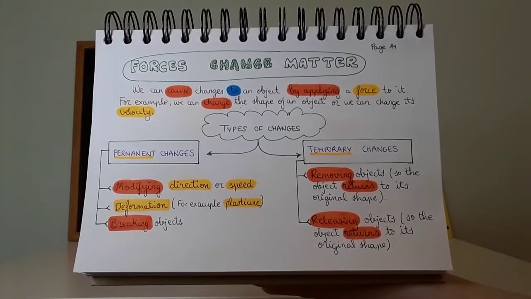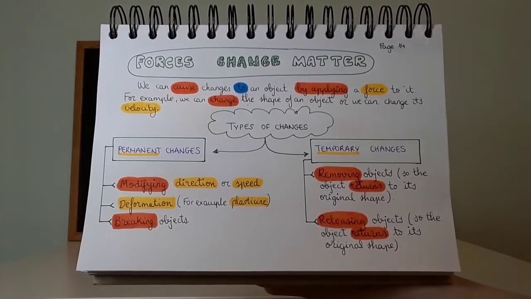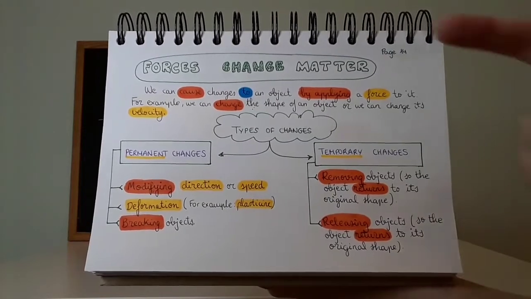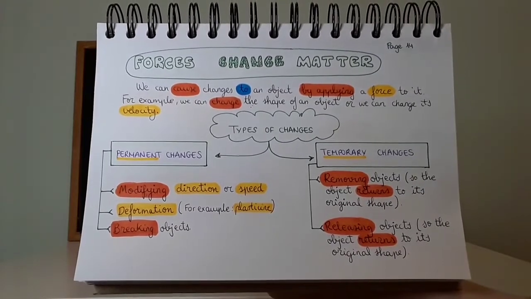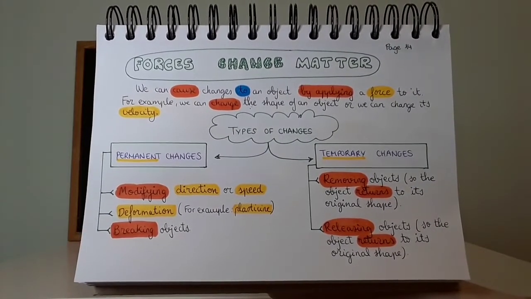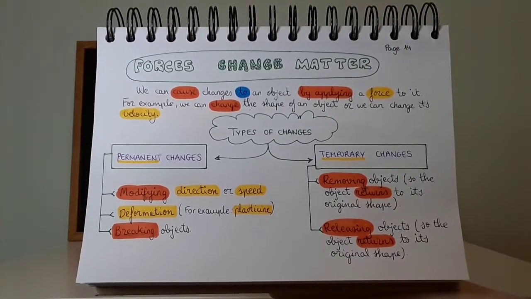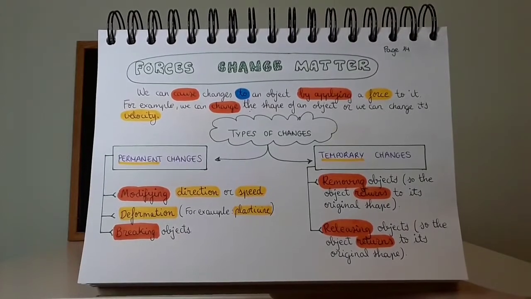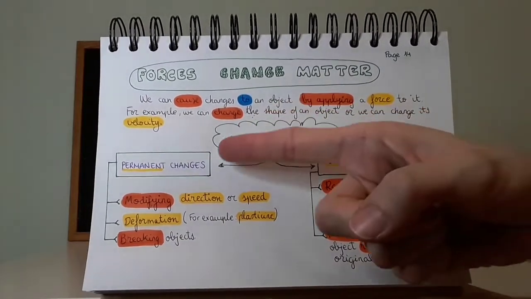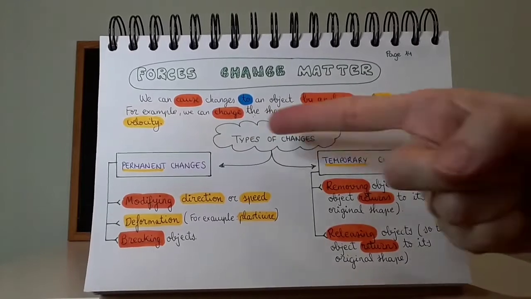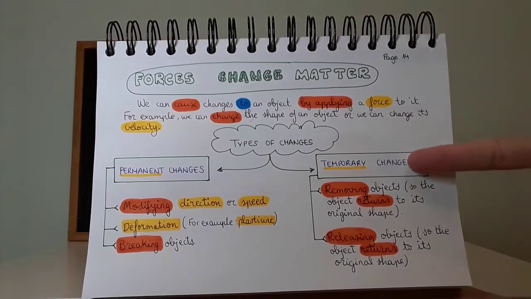Today's topic is forces change matter. We are on page 14. We can cause changes to an object by applying a force to it. For example, we can change the shape of an object or we can change its velocity. There are two types of changes: permanent changes and temporary changes.